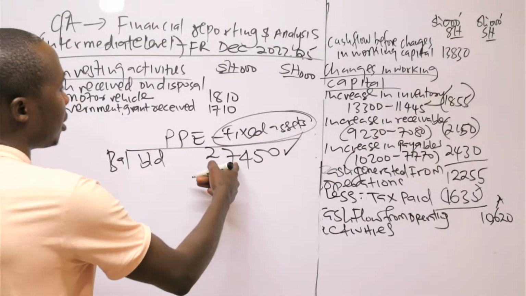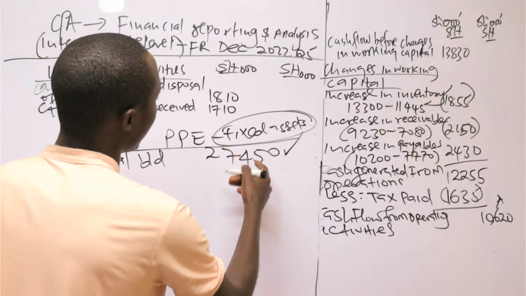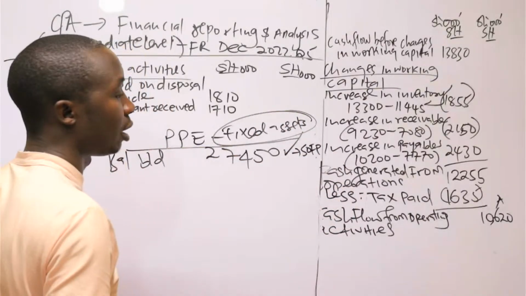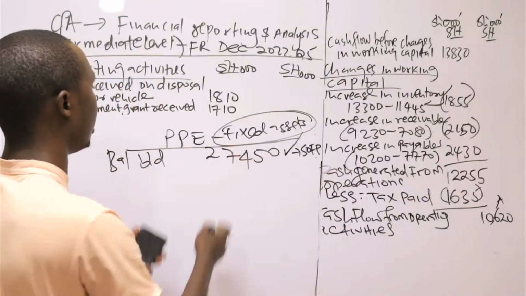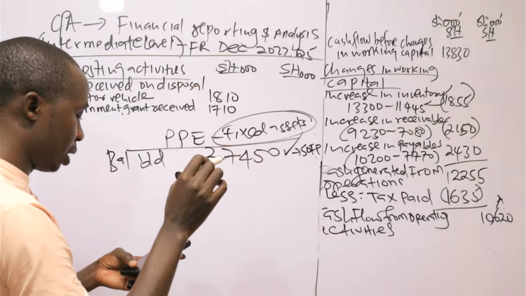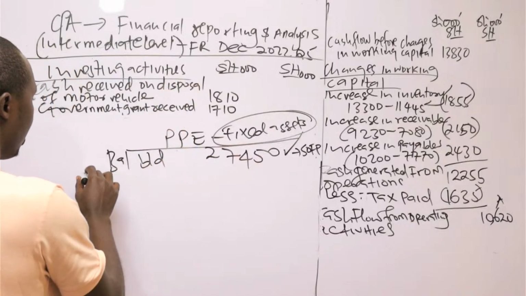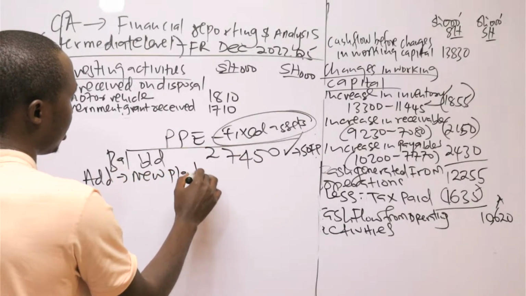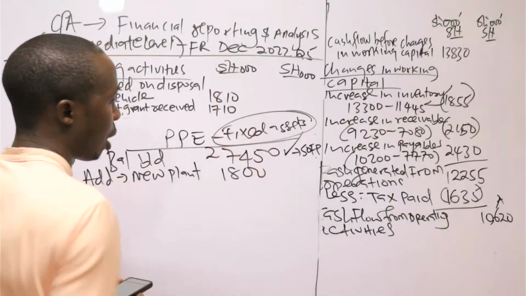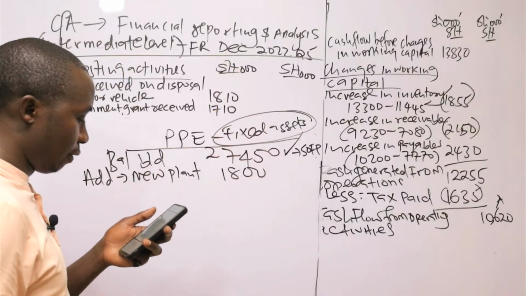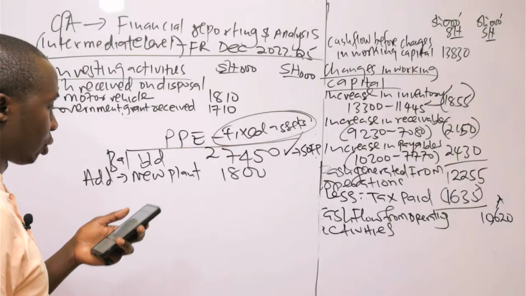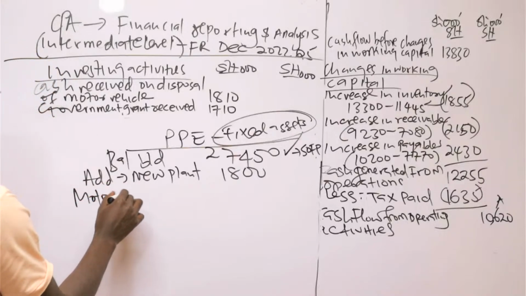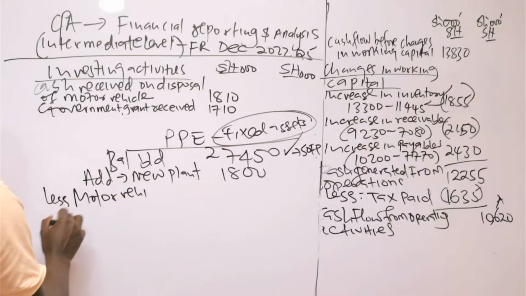So after starting with the statement of financial position figure, I check in the additional information if there's anything affecting this. Number one, there was a new plant acquired. So we add the new plant, which they paid for through a loan. Then additional information number two, there was a motor vehicle which was disposed. That one we raise.